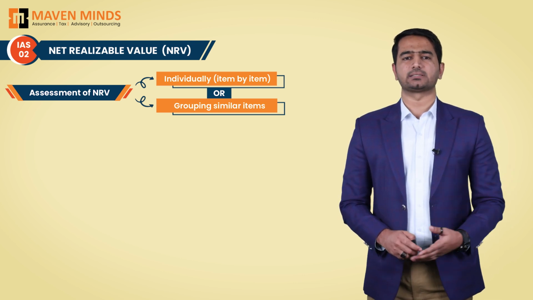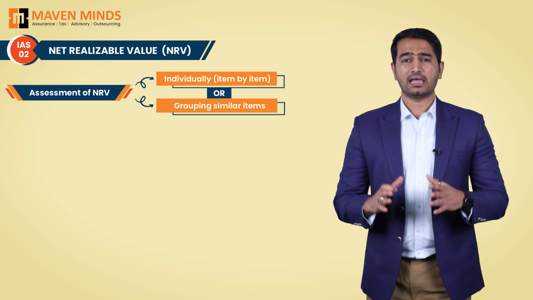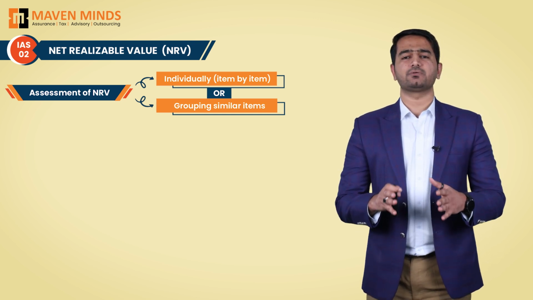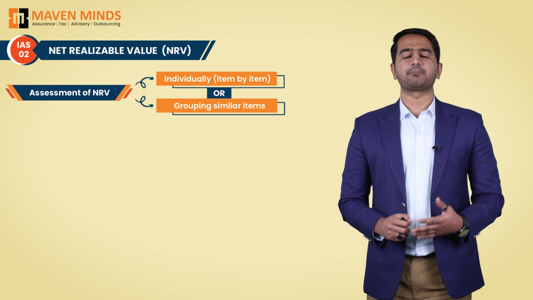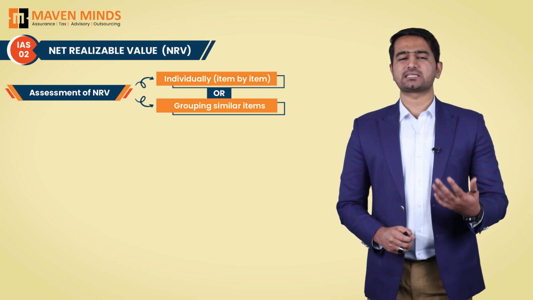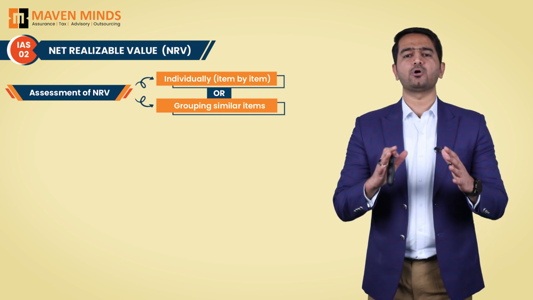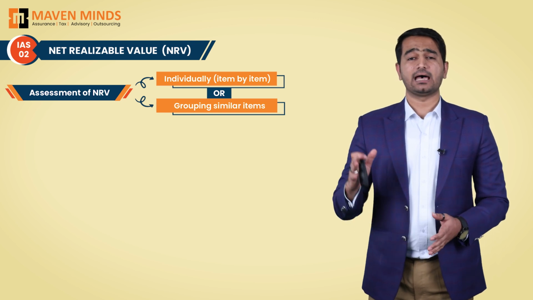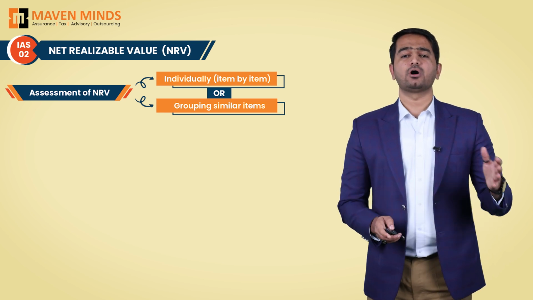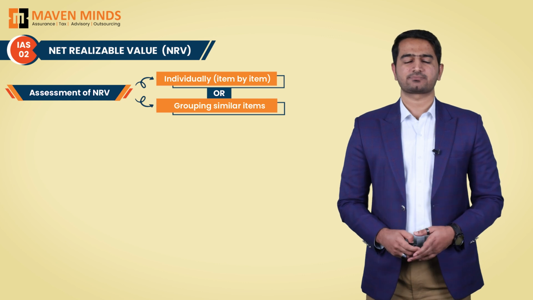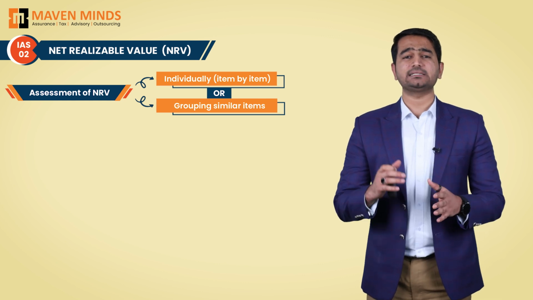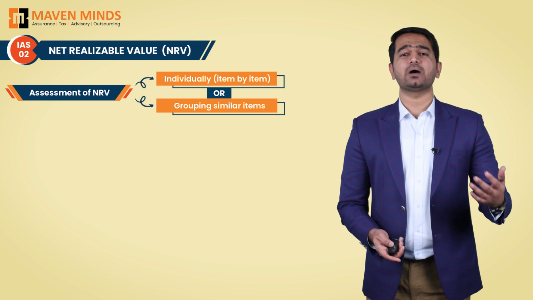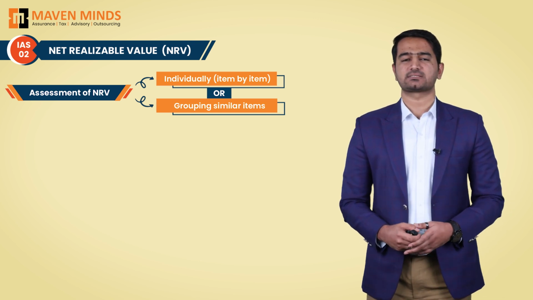NRV together. But, and this is important, you cannot recognize a general write down. For example, you cannot just decide that 10% of all the finished goods will be written down without doing an item by item or group by group analysis. You should evaluate the net realizable value at the same time as you estimate the sales price.